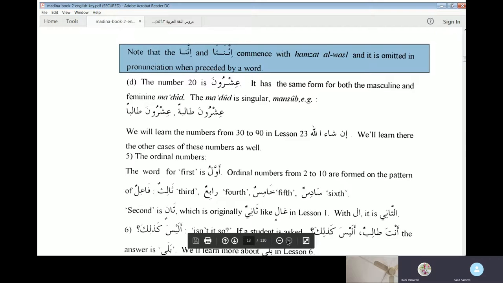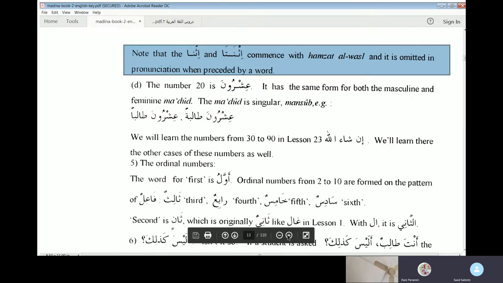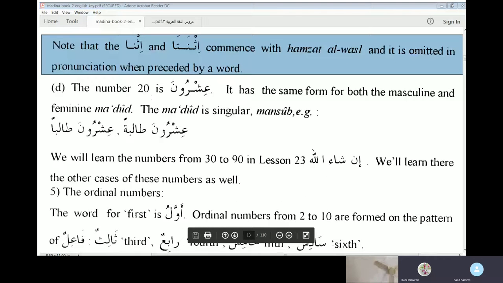Bismillah ar-Rahman ar-Rahim. Note that the isna and isnata commence with hamza al-wasal, and it is omitted in pronunciation when preceded by a word. When we have a word before this word, alif is ignored. But when we don't have a word before these two words, then we will pronounce alif also. Okay, next.